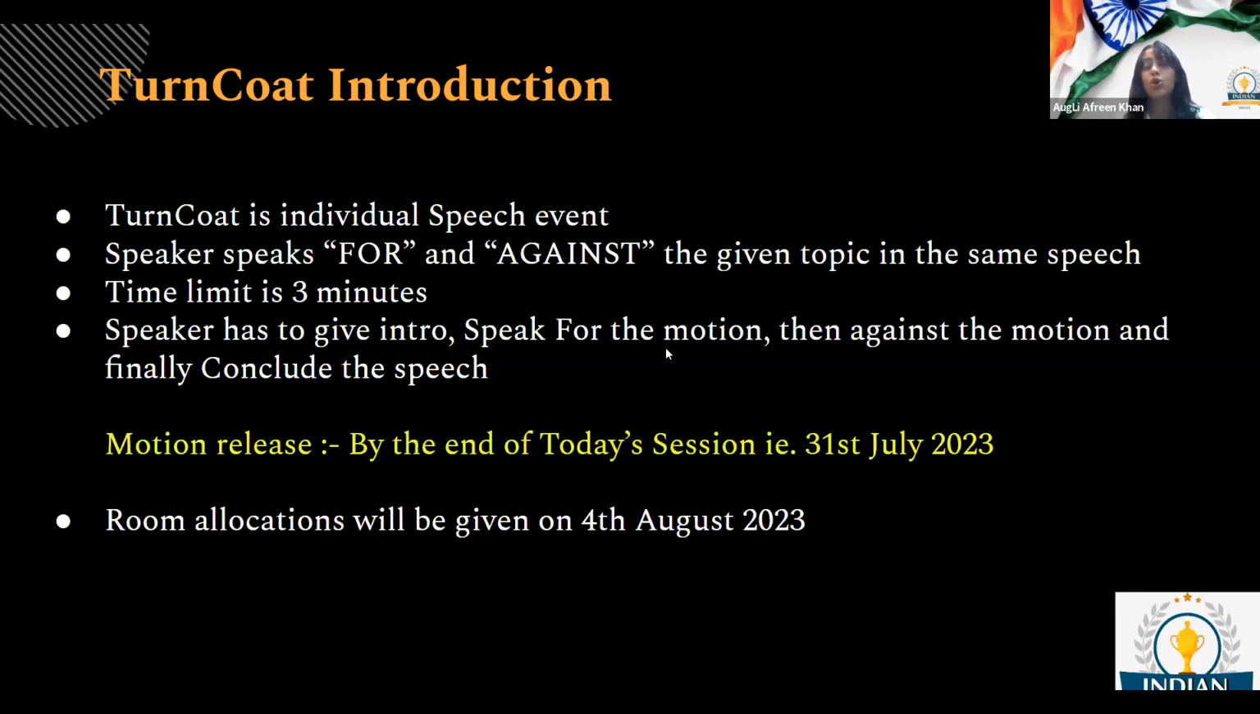The motion, which is the topic for all 3 rounds of turncoat, will be released today by the end of the training session. What's the point of giving you a topic without you knowing what turncoat is? That's why I'm first telling you what turncoat is and giving you all the tips, and then I'll give you your topics and clarifications. You will also know your room allocations, which means if I'm in turncoat, which room I should join on the Zoom link. You'll get all of it on 4th of August. So let's say if I'm Tejas, I'll know I'm going to move to room 2. You will know which room you're supposed to go to by 4th of August.